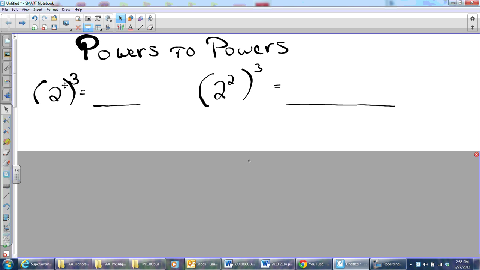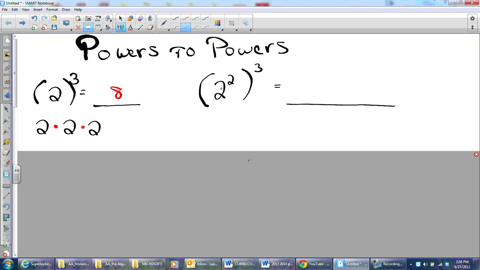Let's talk about 2 to the third power. First of all, 2 to the third power means 2. Wait a minute, I wasn't supposed to do that. It means 2 times 2 times 2, which contrary to popular 8th grade belief is not 6. No, it is not. 2 times 2 times 2 is 8, of course, right?